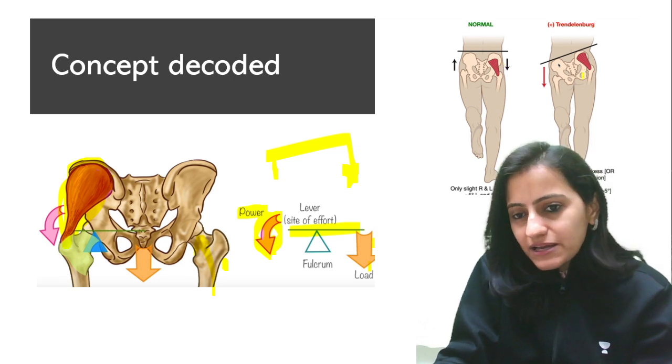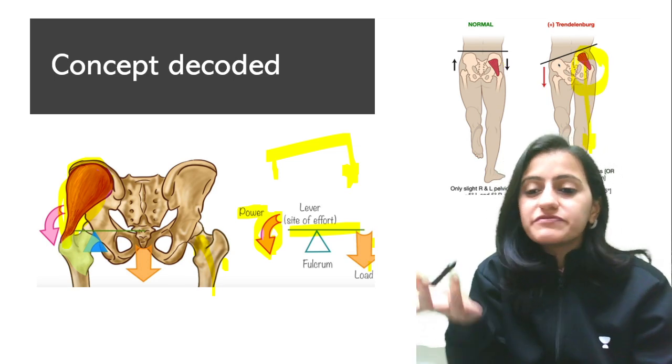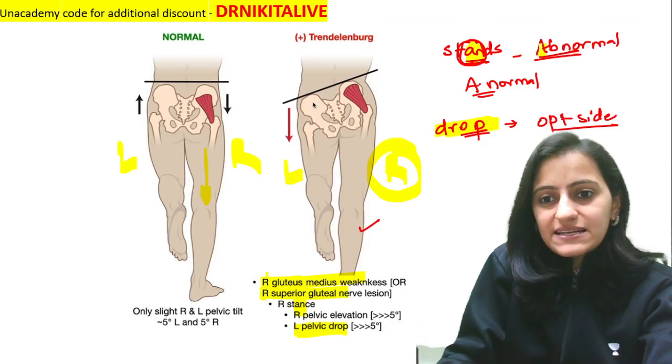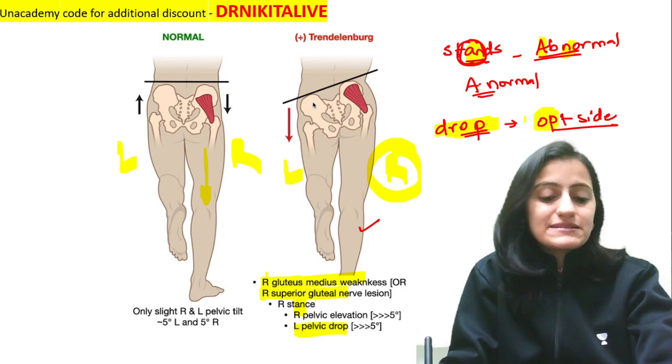So similar image that we have seen, standing on this side, opposite side is dropping. So the weakness is on the standing side. So the easy mnemonic we have seen: stand side is abnormal, opposite side drops. Okay, that makes it very easy.